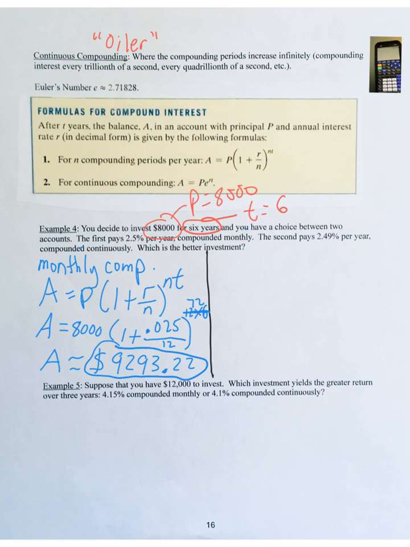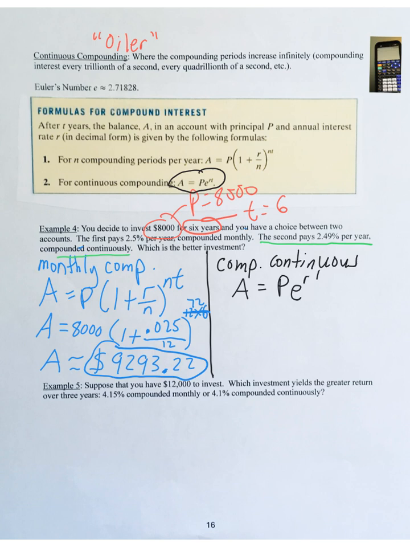So now let's go ahead to the second account option. The second account says the second pays 2.49% per year compounded continuously. So as soon as it says compounded continuously, it's time to use the new formula, the PERT formula. Let me jot that down. So this is the compounded continuous formula, full amount A equals principal P times the number E raised to the R times T power.